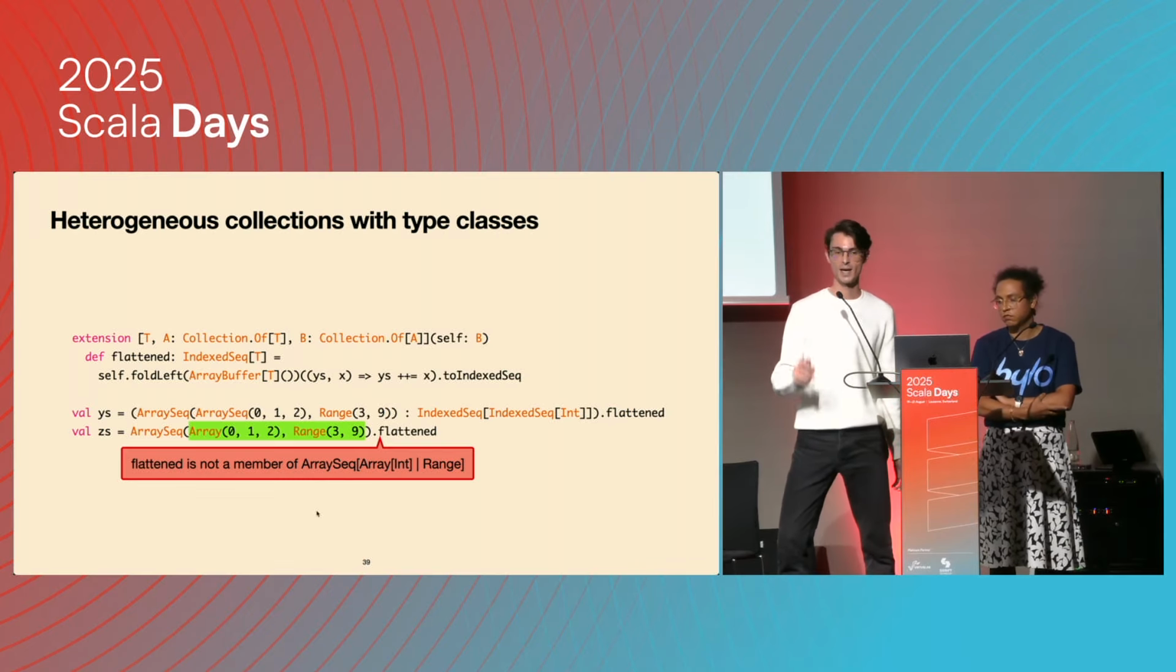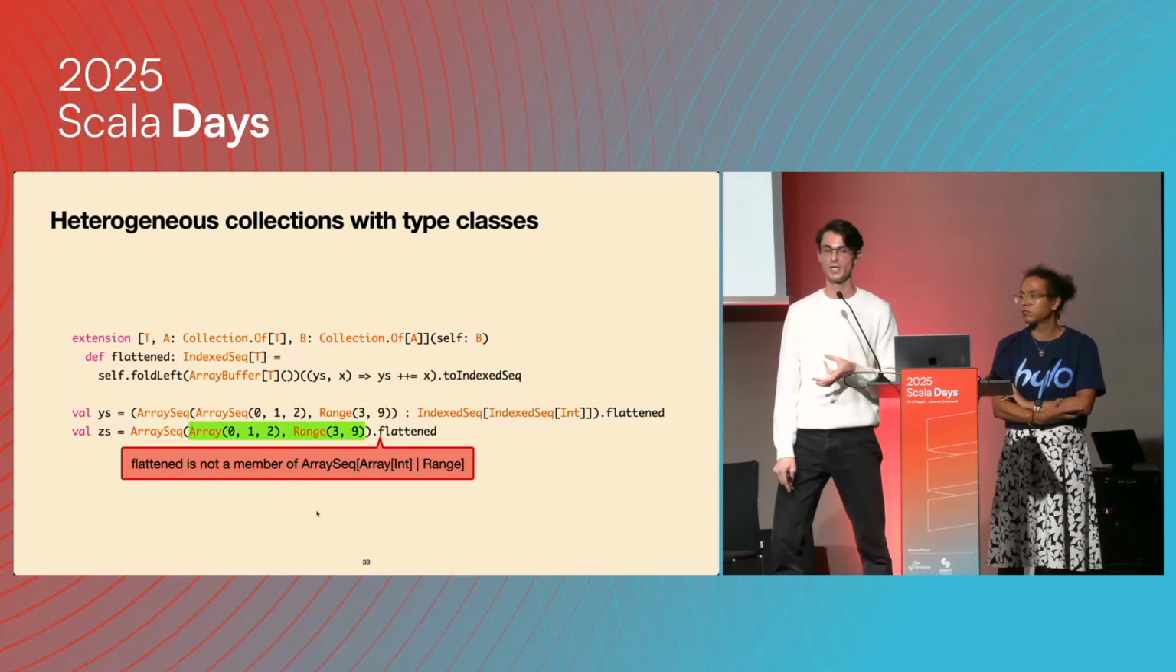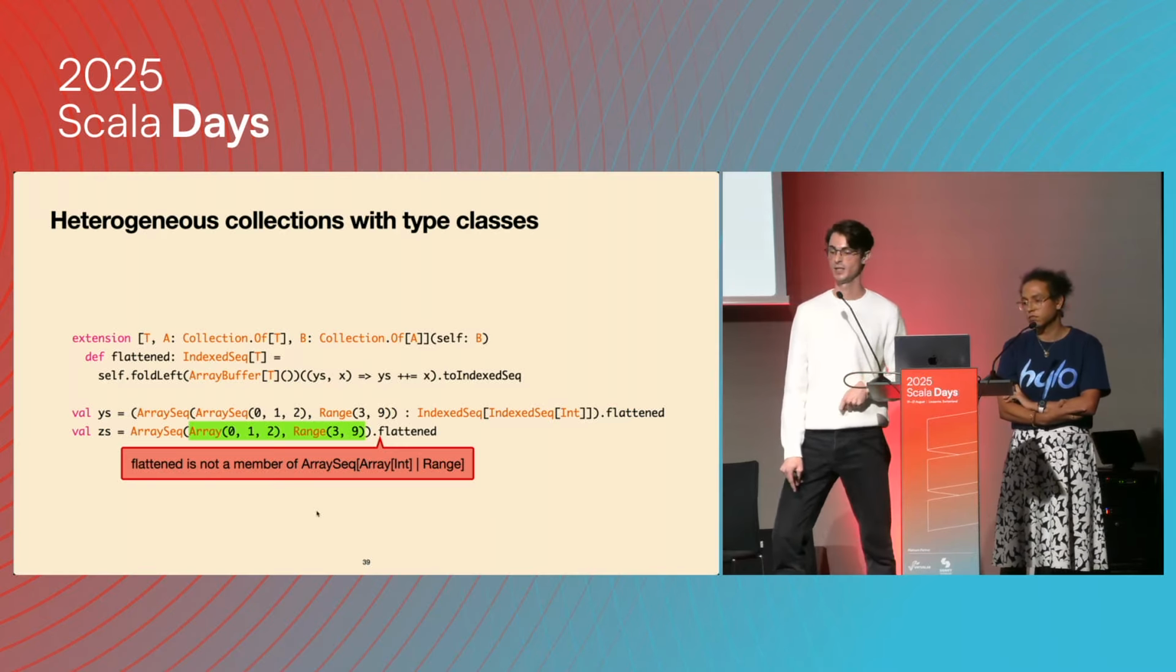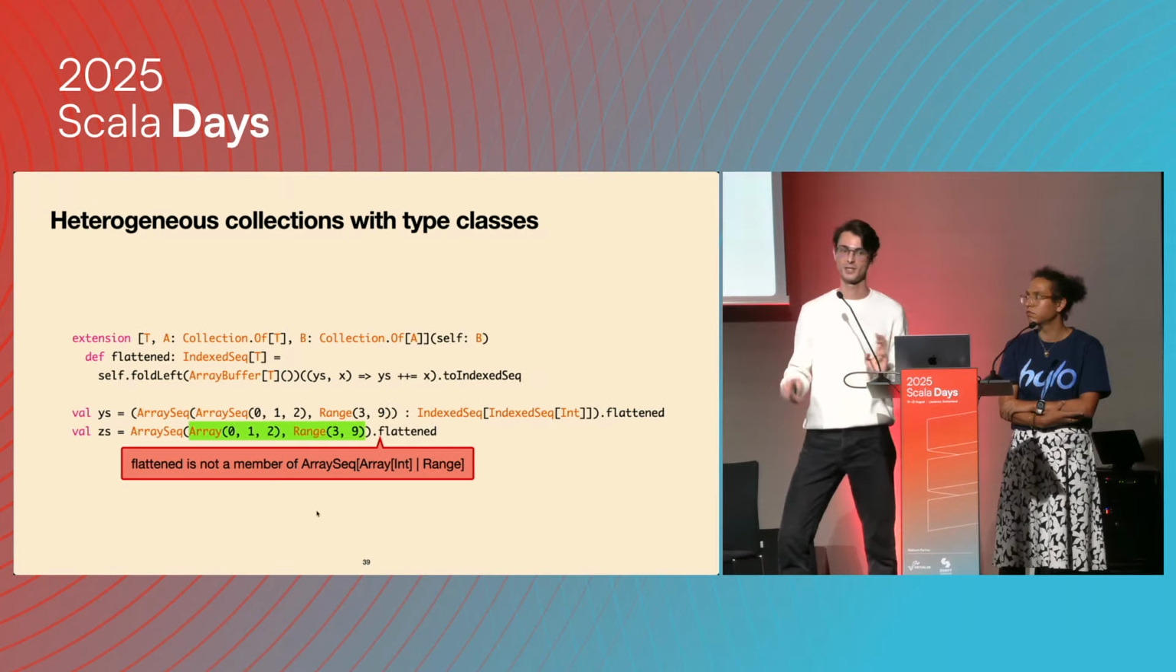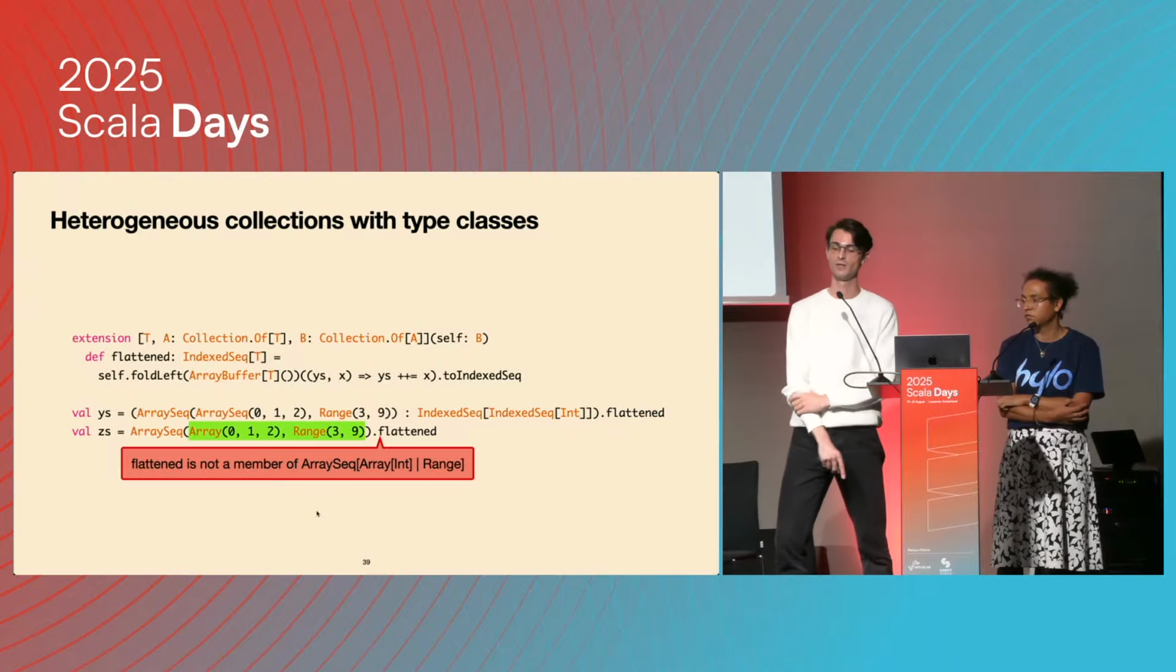Intuitively, we see that our flattened function only accepts one witness that the A's are collections. And here we have arrays and ranges which may both be collections, but for which there is no common instance. So there would be no way for us to pass both of those to the flattened function.